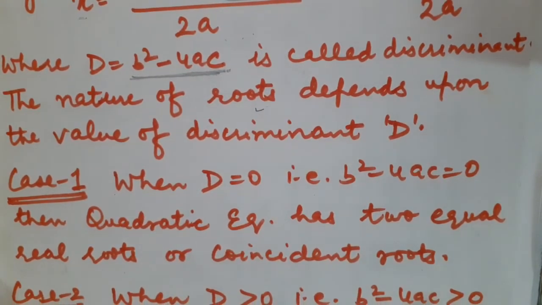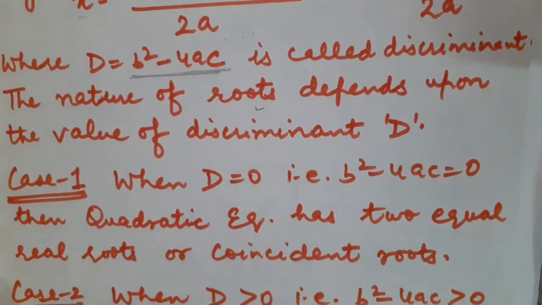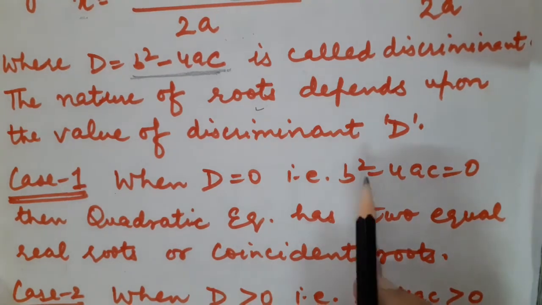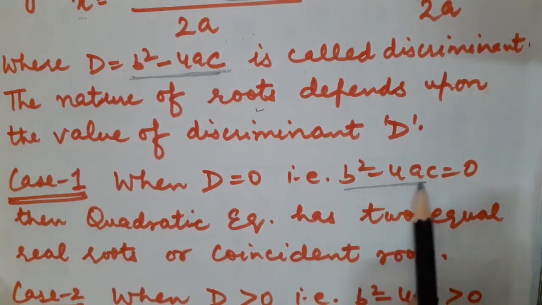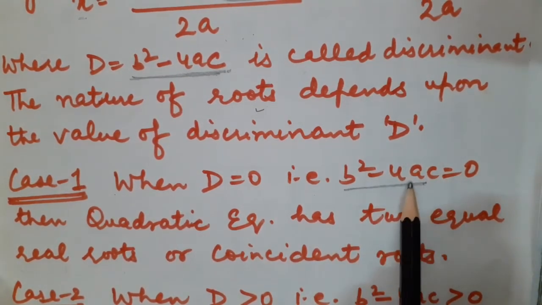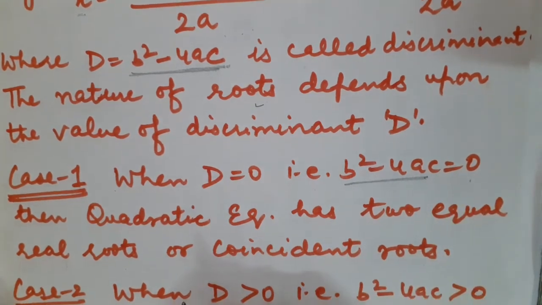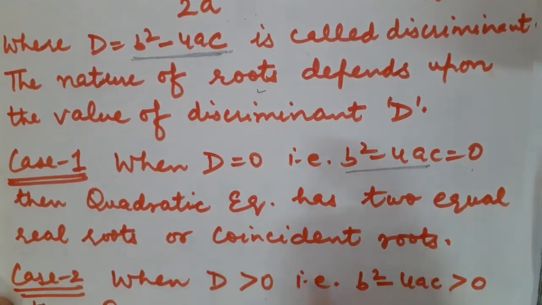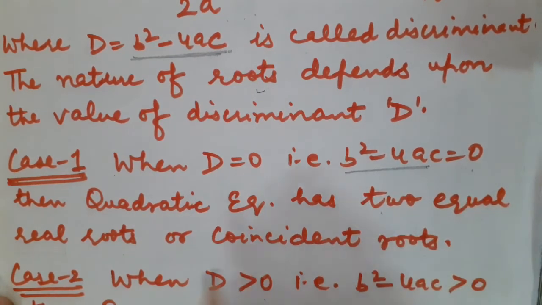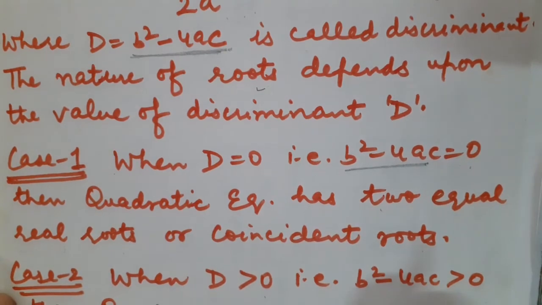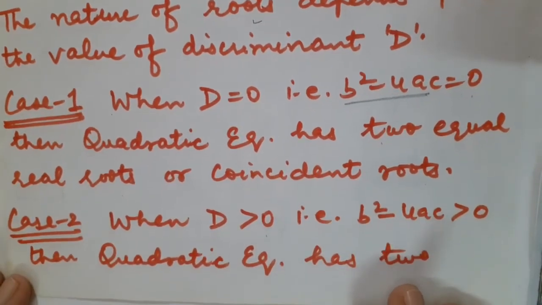Suppose the discriminant is equal to 0. You will have a quadratic equation given, you compare it with the generalized form, and then you calculate B square minus 4AC. Children, if you have got B square minus 4AC equal to 0, then always remember that the given quadratic equation has two real and equal roots. They will be exactly the same. Correct? Now, let us discuss case number 2.